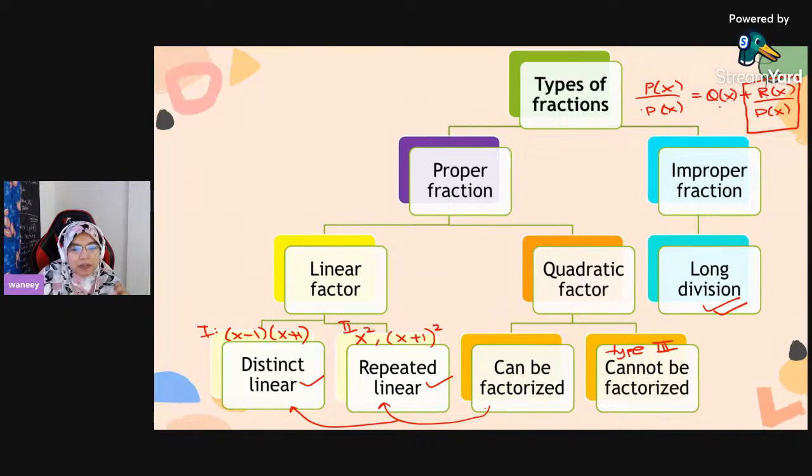So we are going to cover the third type next week. Today we are just going to do the first and the second type.